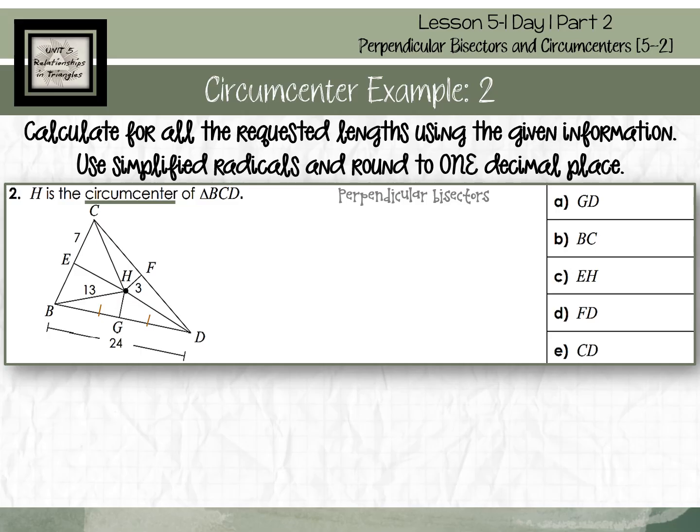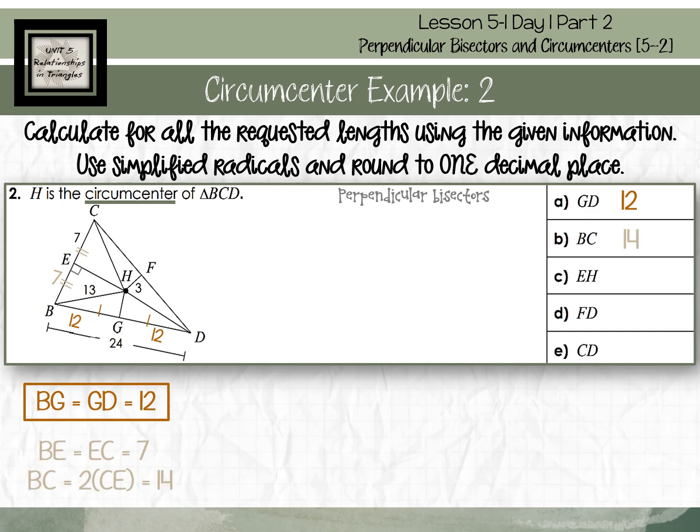We need GD first. We know the length of segment BD is 24, so we just cut it in half, we get 12. Length of segment BC is what's next. So those two parts are congruent, so length of segment BE is 7, so length of segment BC is going to be 14. Length of segment EH, that's in a triangle.